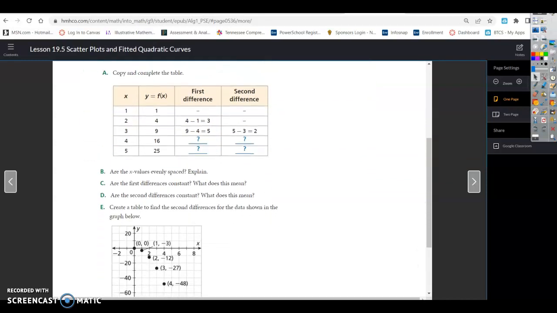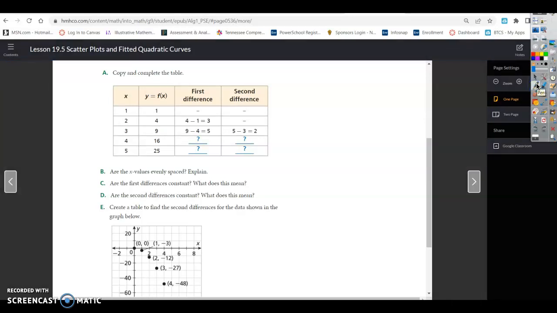It says copy and complete the table. To find the first difference, all they're doing is taking the two y values from the previous term, so 9 minus 4 equals 5. The next one would be 16 minus 9, and 16 minus 9 is 7. And then we would do 25 minus 16, and that equals 9.